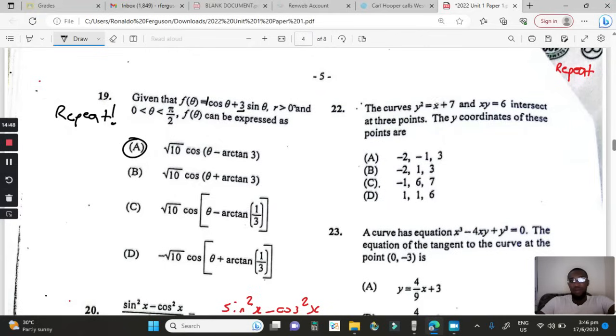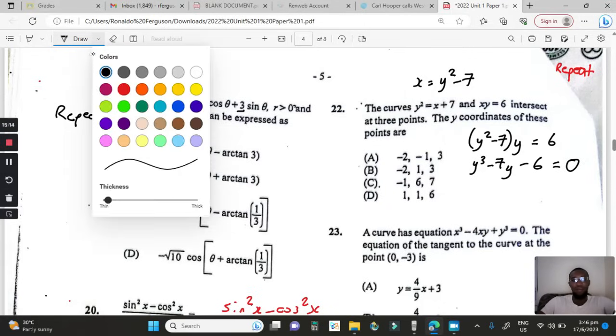So to find the y coordinates, let's make x the subject here. X is equal to, bring it over, y squared minus 7. Plug that right here. So this is now y squared minus 7 times y equal to 6. This is now y cubed minus 7y minus 6 equals 0. Now use trial and error.